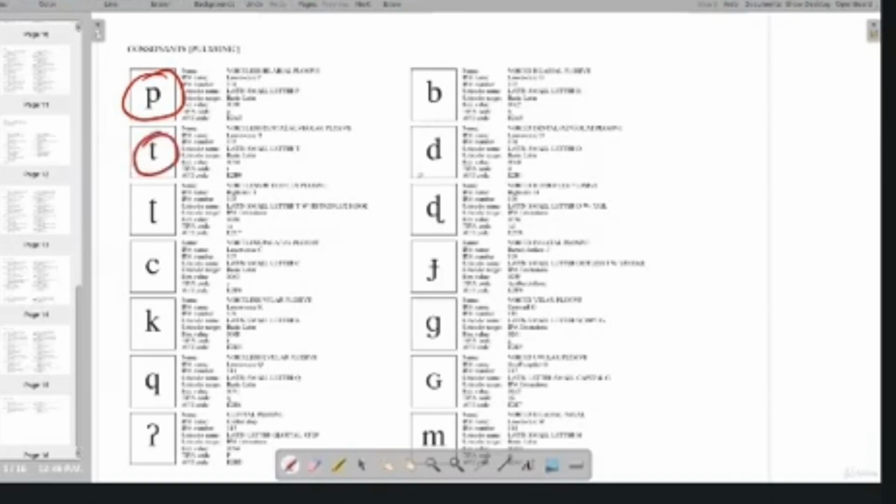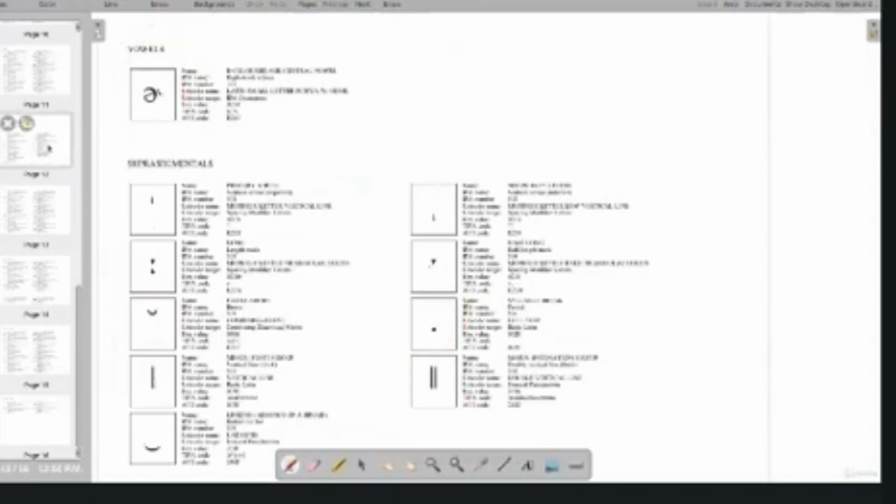This is T. This is K. B. D. G. M. And so on. So you have consonants, which are hard sounds, and then you have vowels, which are soft sounds.